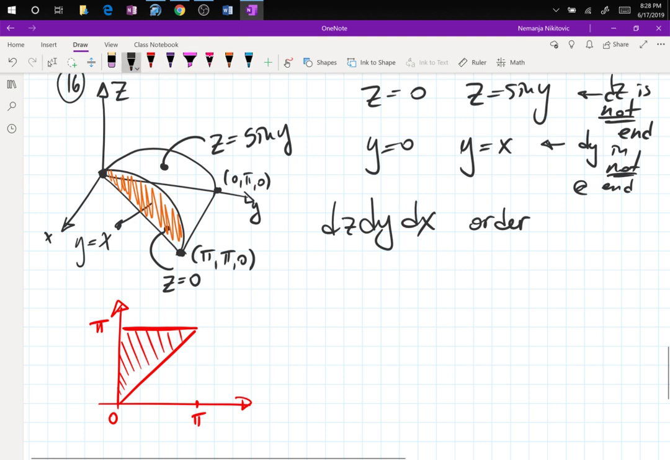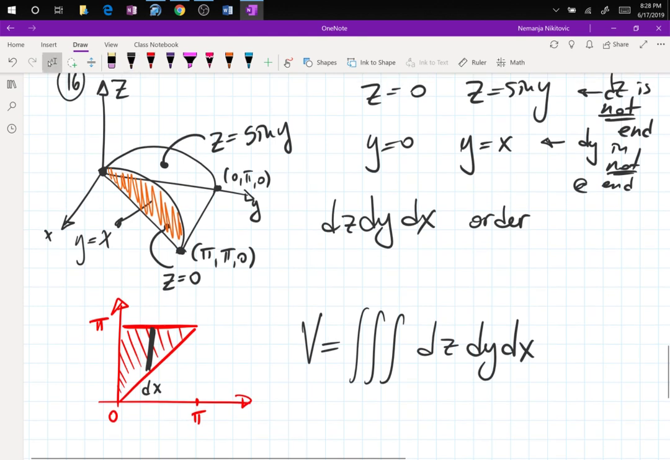So now, since I have the x at the end, I draw my representative rectangle dx, and I am ready to set up the volume integral. Guys, there is no function in here, so it's just going to be a volume integral, dz, dy, dx. z, 0 to sine y, y, 0 to x, and x, 0 to pi.